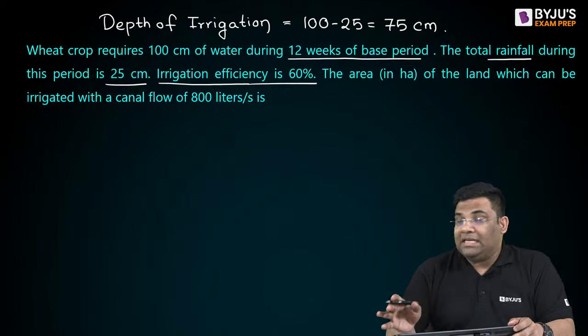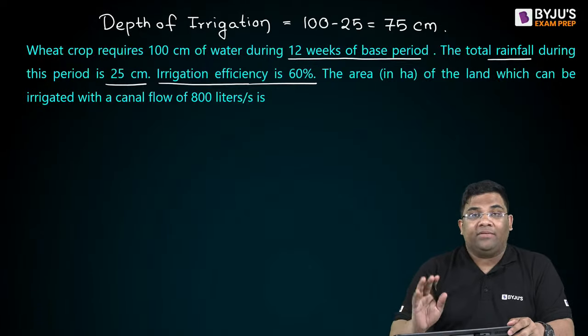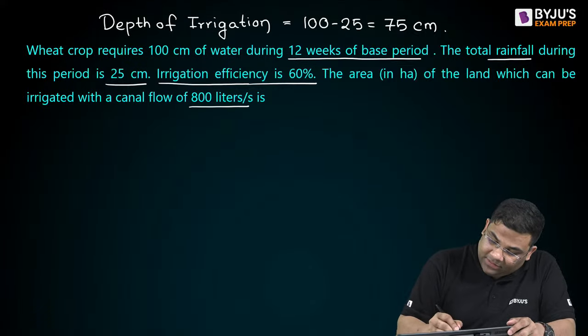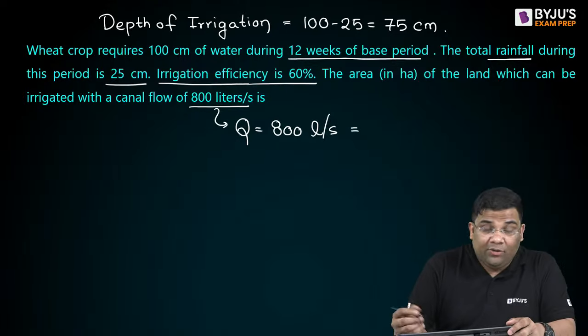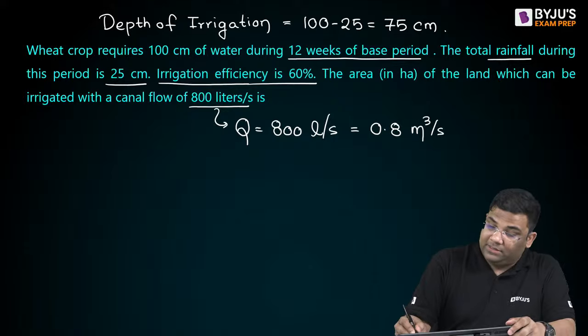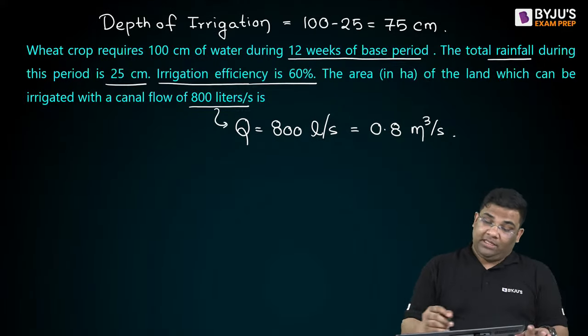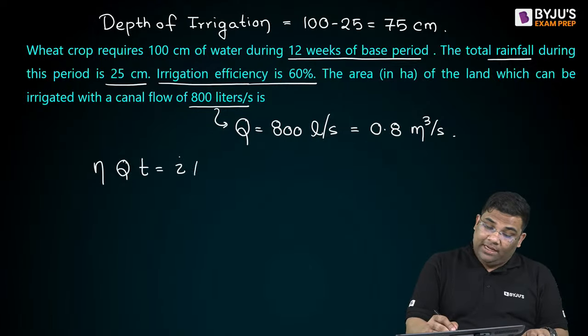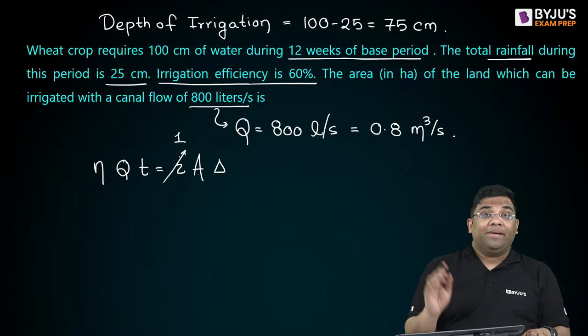We can see that the intensity is not given. So intensity not given, we can take 100%. And this is the discharge given. Now this discharge Q is 800 liters per day. I have to convert into meter cube. So this will become 0.8 meter cube per second. So the same relationship: efficiency into Q into time is equal to intensity into area into depth. Now this is 100%, 1, because that is not mentioned.